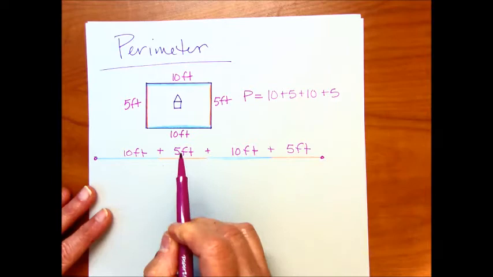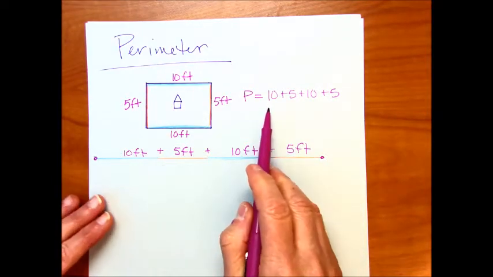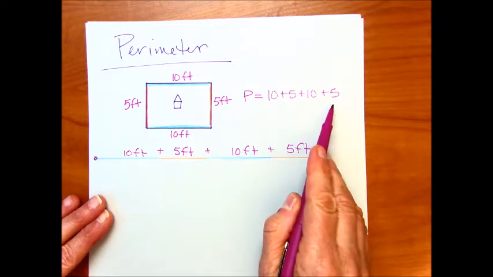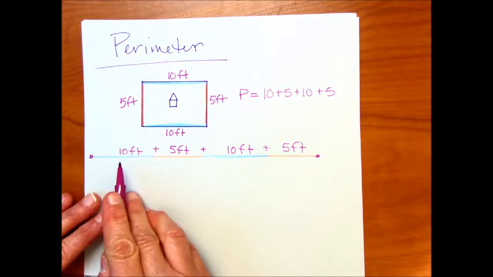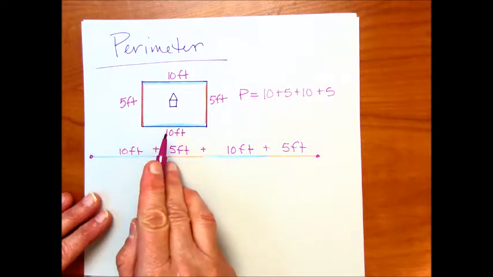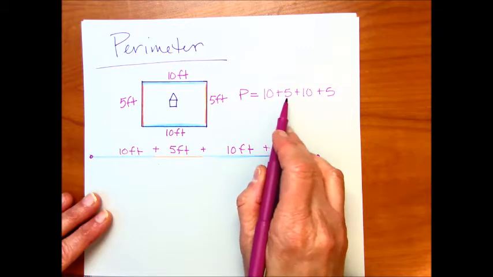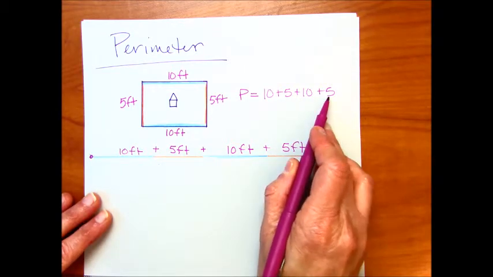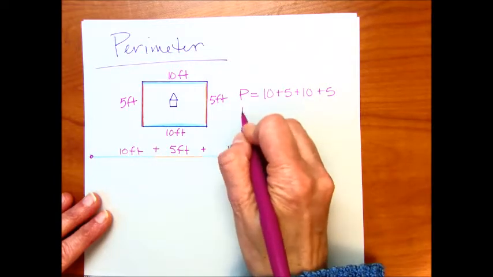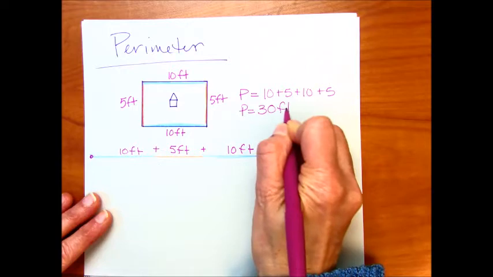Now we can come up with formulas to condense these so you don't have to write things out longhand like this, but we'll talk about that in a minute. Let's figure out what the perimeter of this fence is. So we've got 10 plus 5, that's going to be 15, plus 10 more is 25, plus 5 is going to be 30. So my perimeter is 30 feet.